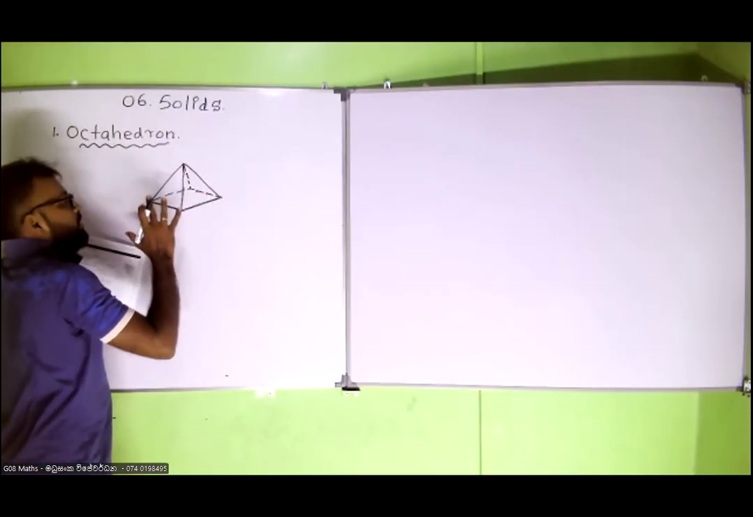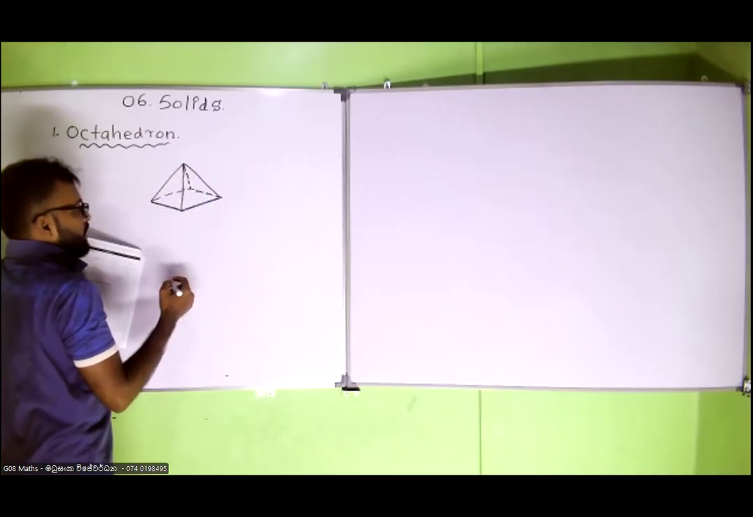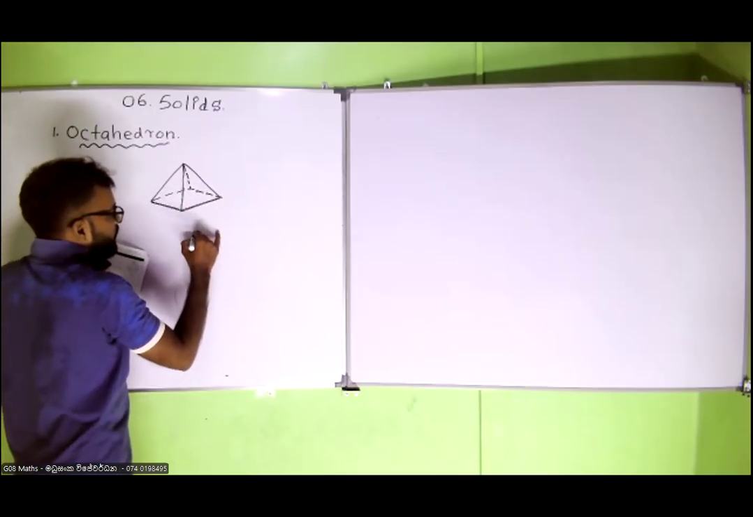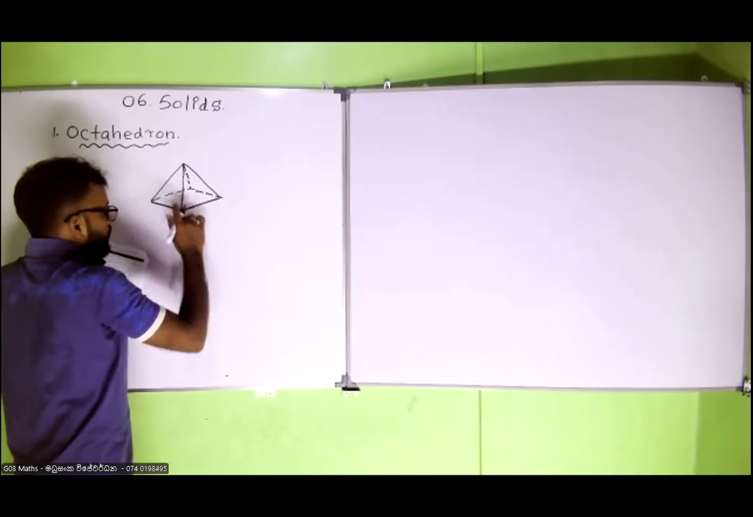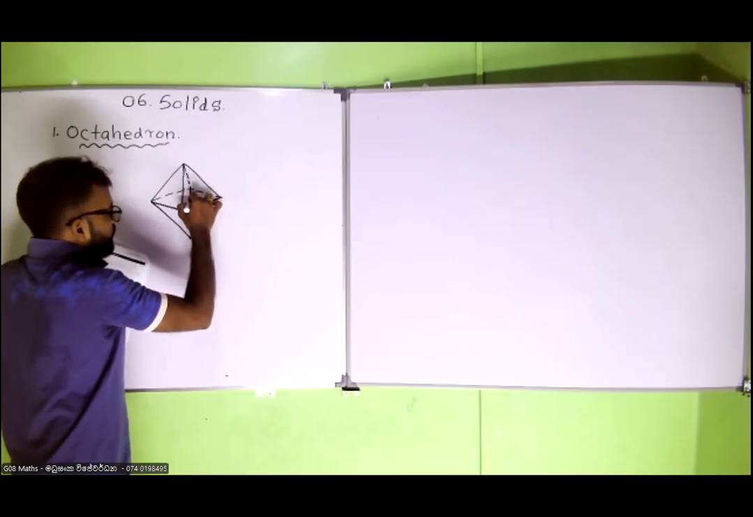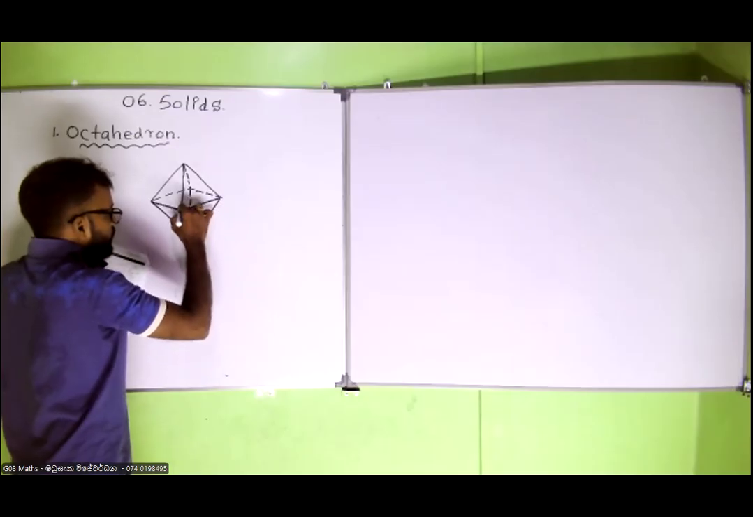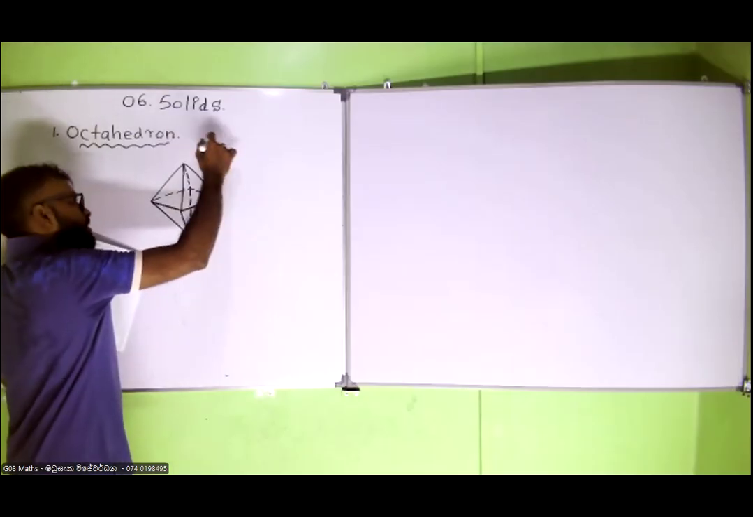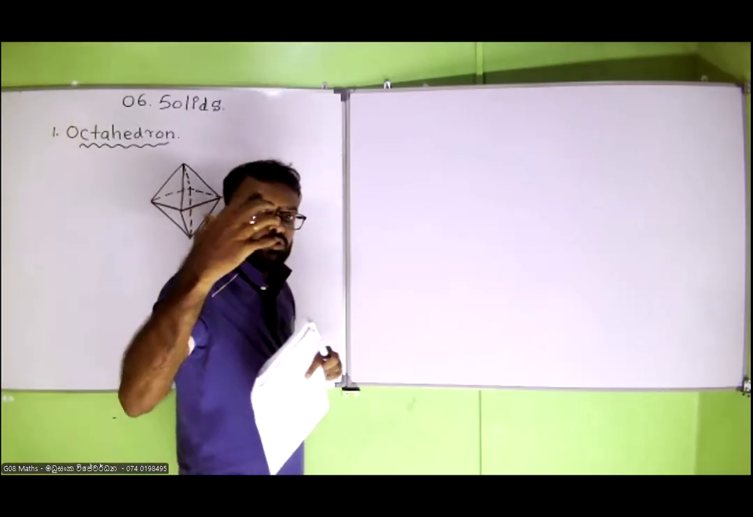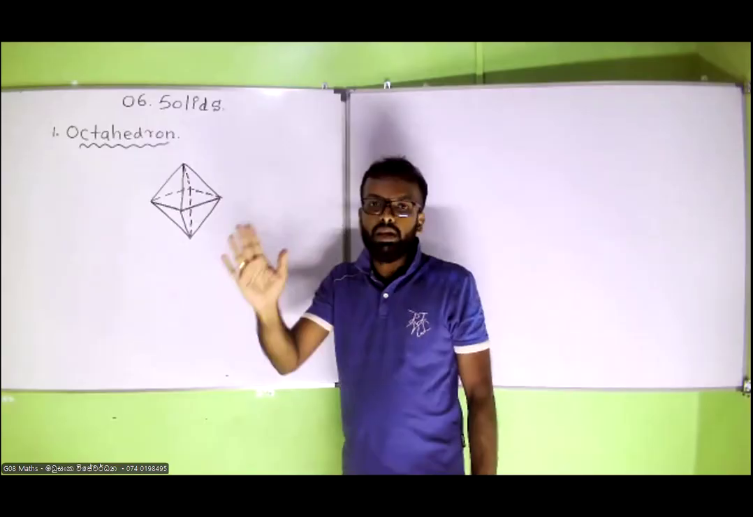The same identical square pyramid has been pasted from below. On top we have a square pyramid, and below we have a square pyramid, so that there are two square pyramids on top of each other. And our octahedron has been made.